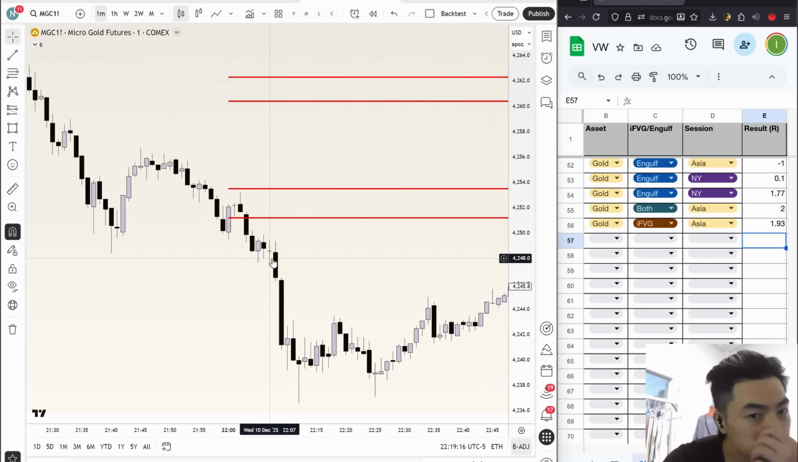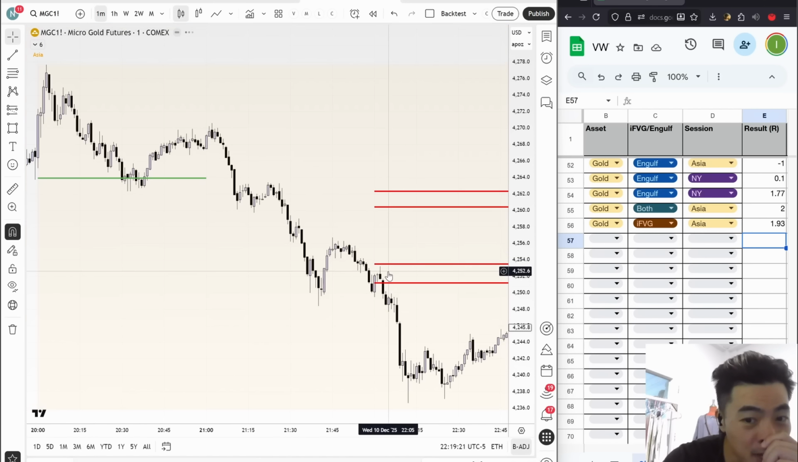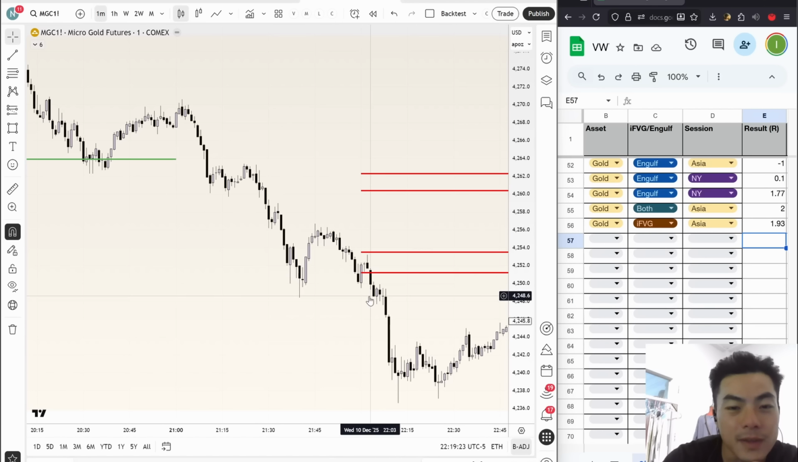Okay, here. No draw on liquidity, even though you get an entry model. Did not take that.